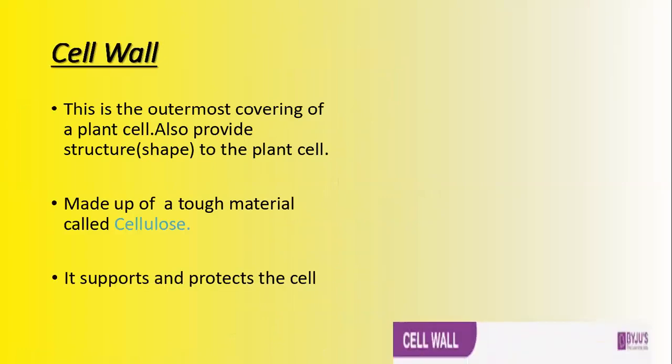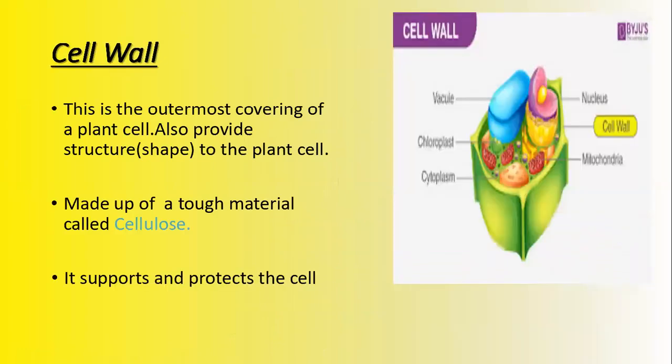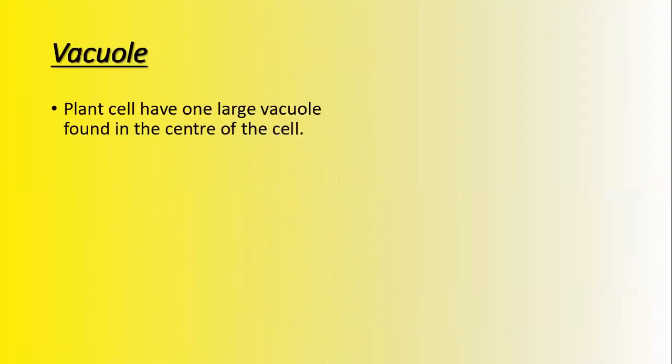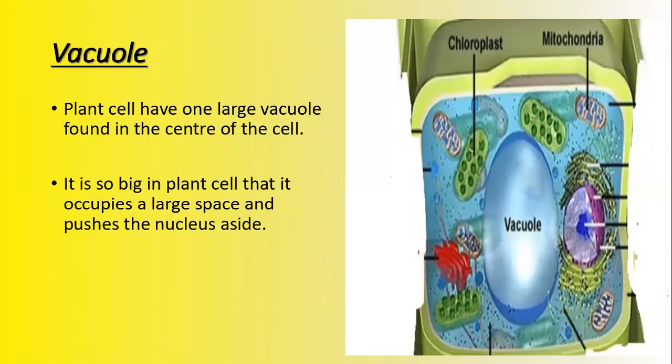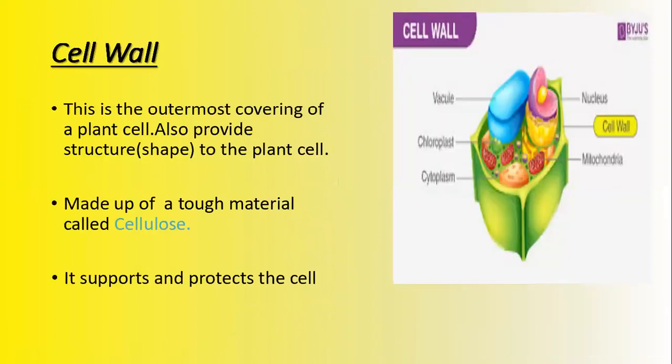We studied cell wall, vacuole. The cell wall is the outermost covering of a plant cell. It provides structure to the plant cell, is made up of tough material cellulose, and protects the cell.